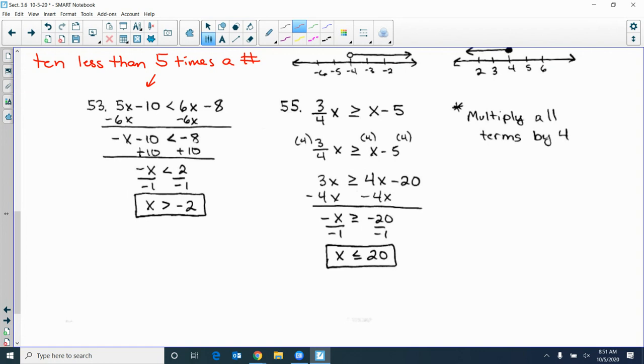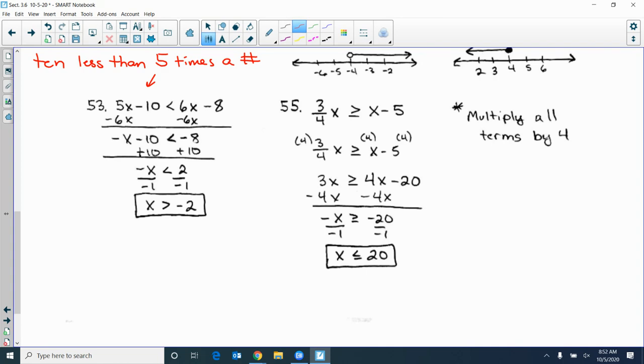And for 53, like 10, this is probably the biggest mistake. I'm sure a few of you have 10 minus 5x. Okay, that still keeps coming up. But anytime you get "10 less than," you got to subtract 10, and then 5 times the number is 5x. And then we did 55, which is again here.